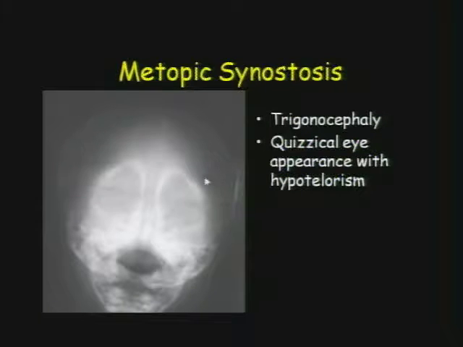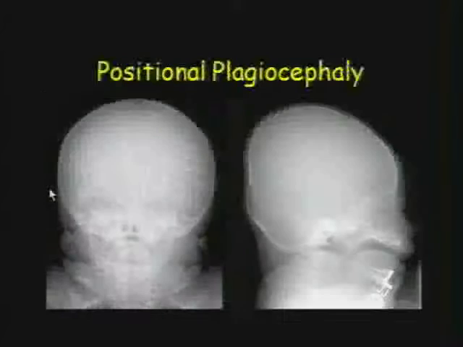Metopic synostosis, you get trigonocephaly, you'll get ridging along the region of the metopic suture, and they'll have like a ship keel deformity, and then they'll have the quizzical eye deformity where it's tethered here so the orbits are pulled up and in. Positional plagiocephaly is a very common lesion.